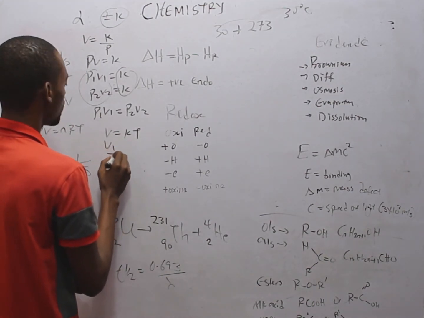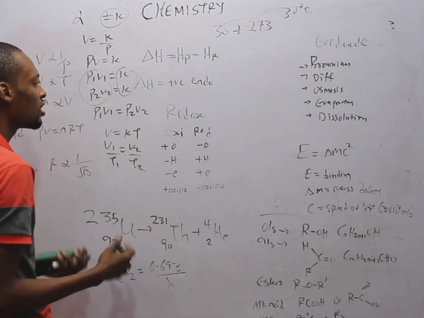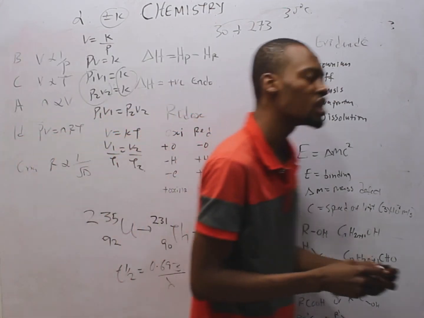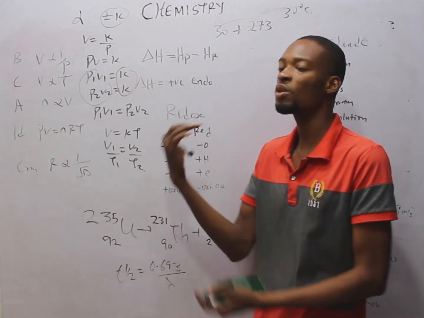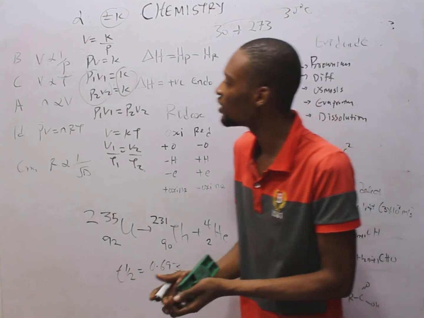V1 over T1 is equal to V2 over T2, so you can solve for any of them. The volume can be in dm cube. If one of them is in dm cube, the second one should be in dm cube. If one is in cm cube, you can use cm cube uniformly.